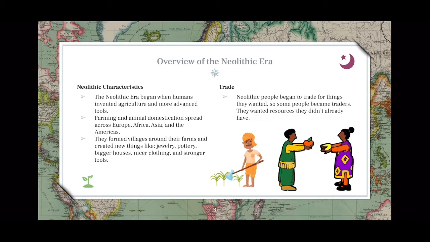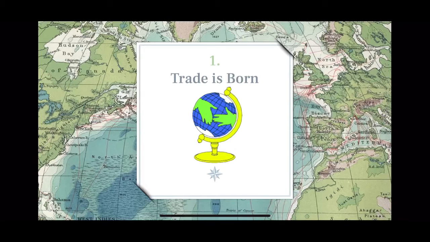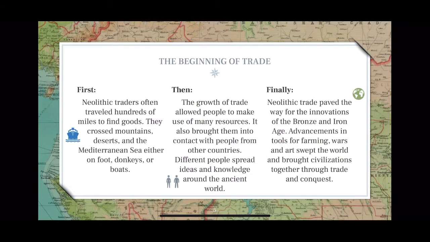tools. By the 4th century BC, the exchange of goods across the Fertile Crescent became more popular, and the idea of trade expanded from Greece and Rome to China. Traders often traveled hundreds of miles to find the goods they wanted. They crossed mountains on foot, rode donkeys across deserts, and sailed the Mediterranean Sea on ships.